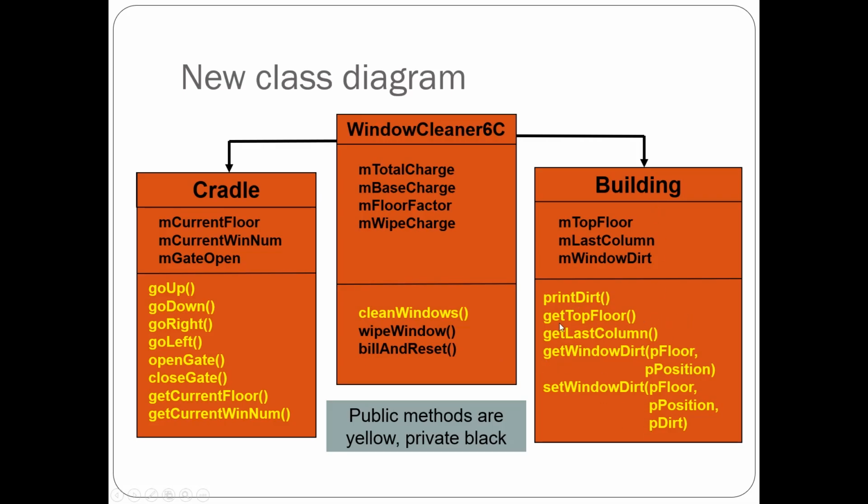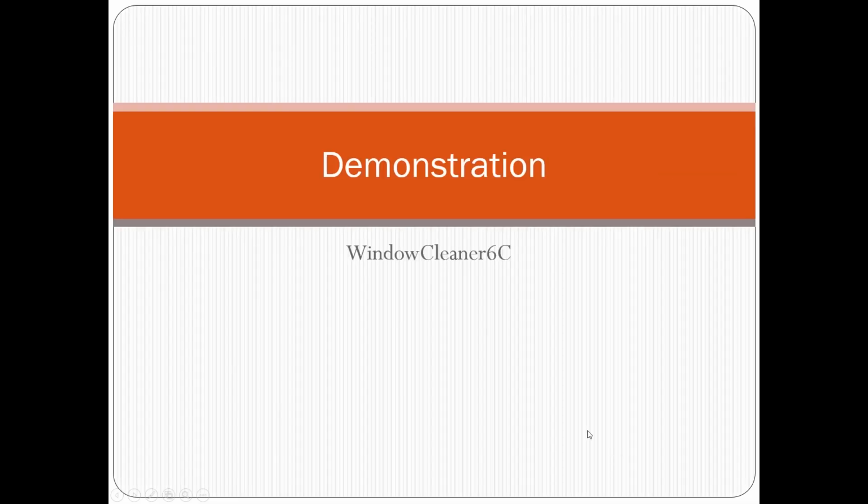Subsequently, the building will have methods to get the value of top floor, because that will be privately declared. The last column, again, will be privately declared. But we want to be able to get the value of the dirt, either get the window dirt at a particular floor and position rather than accessing the array directly, or, when we first set things up, set the window dirt at a particular position, again through a mutator method rather than accessing the array directly. Okay, so let's have a very quick look at how that would work.